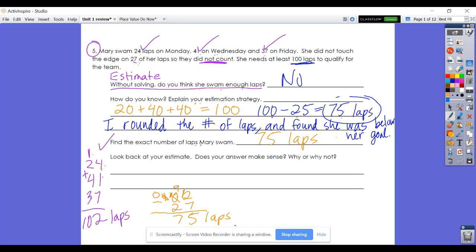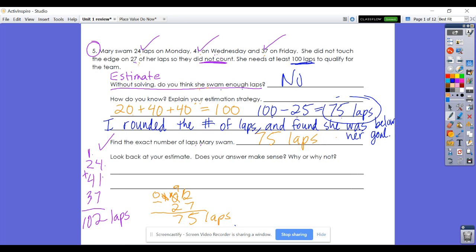Notice in my explanation, I made sure to show all my work carefully. If you didn't show this work and you just said this sentence, I rounded the number of laps and found she was below her goal, is that enough to convince me? No. If you were the teacher, would you give just that sentence full credit? No. But once you show all your work too, then we know.